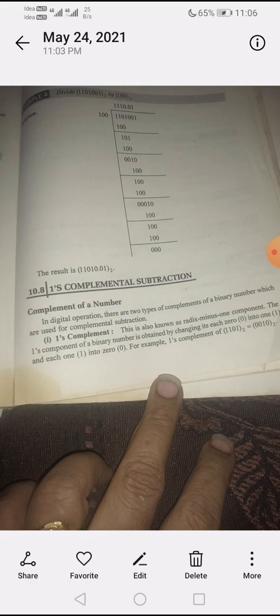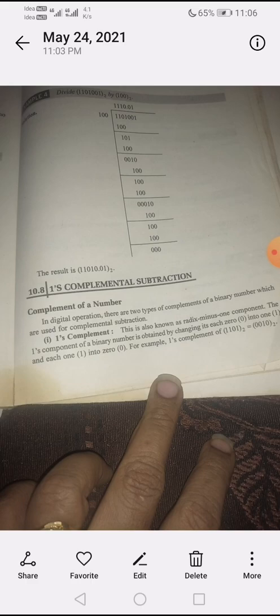So today we will discuss complements of a number: one's complement subtraction and two's complement subtraction. Okay. So what is one's complement? First, what is the complement of a number?